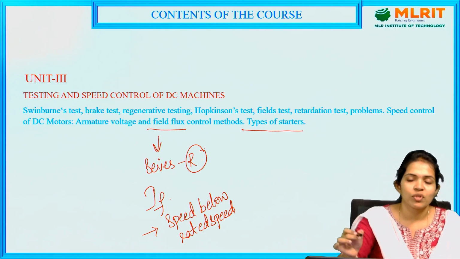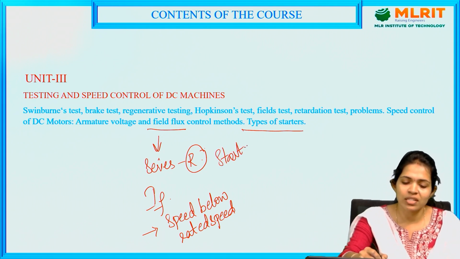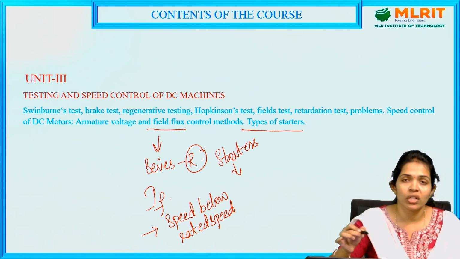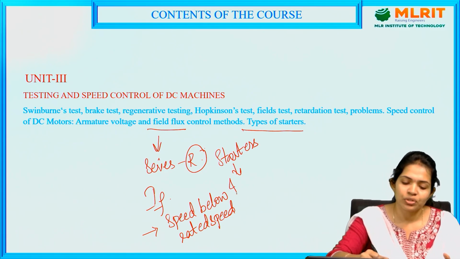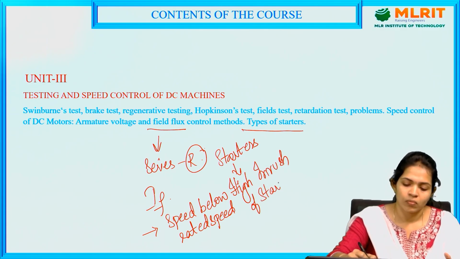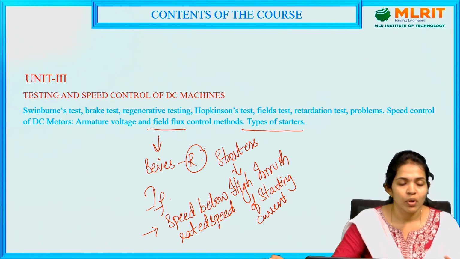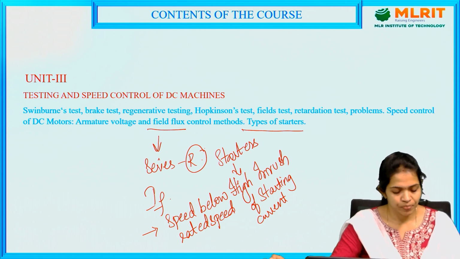And what are the types of starters? Starters are basically the devices which are used to protect your motor or generator from the high inrush of starting current. So what are the various kinds of starters will be discussed under this topic, types of starters. So this is about unit 3 of DC machines.